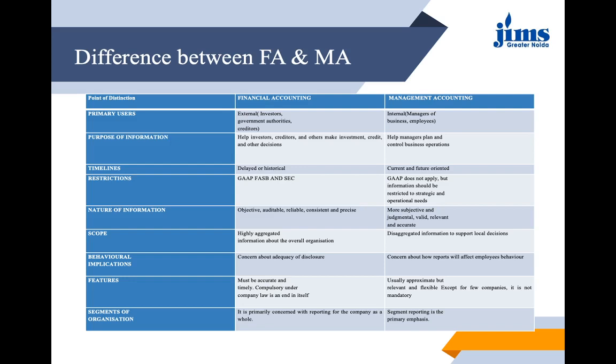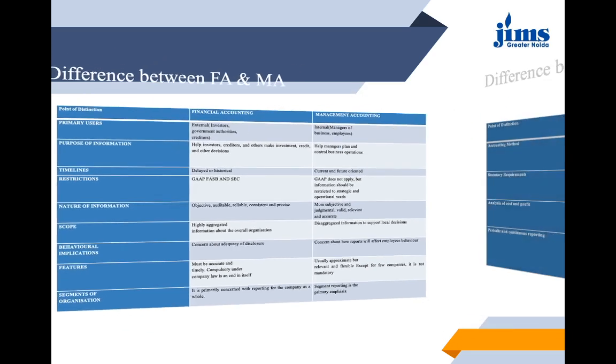Let us see the segments of organization. In financial accounting, it is primarily concerned with the reporting for the company as a whole, whereas in management accounting, segment reporting is the primary emphasis. Why have I used the word segment emphasis? Because it does not treat the organization as a whole. It takes each and every department, every product, process individually and takes the decision accordingly for each of those.